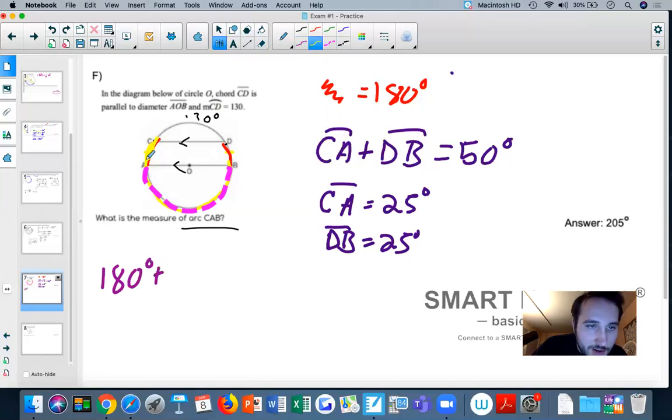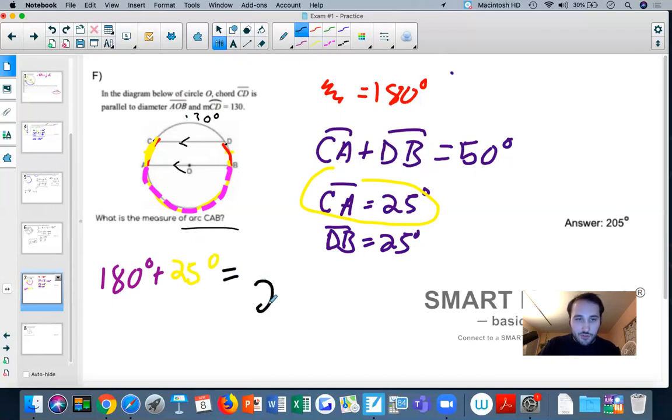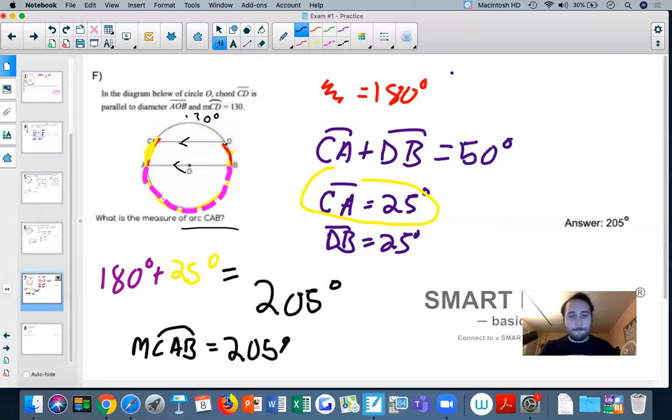This yellow arc, the one that we just found, that's CA, is 25 degrees. So if I add those two together, that's 205 degrees. So the measure of arc CAB, that's a major arc, so we have to use 3 letters, is 205 degrees. Whoops, lagging a little bit. Equals 205 degrees.